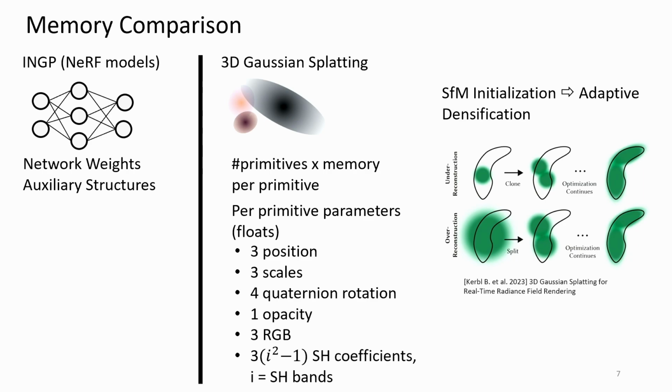A key difference between the two families is that for NeRF models, the memory requirements are constant among scenes, as it is only dependent on the network architecture, while for 3D Gaussian splatting, it depends on the scene size, as you need to have the explicit primitives to represent the geometry in the scene.